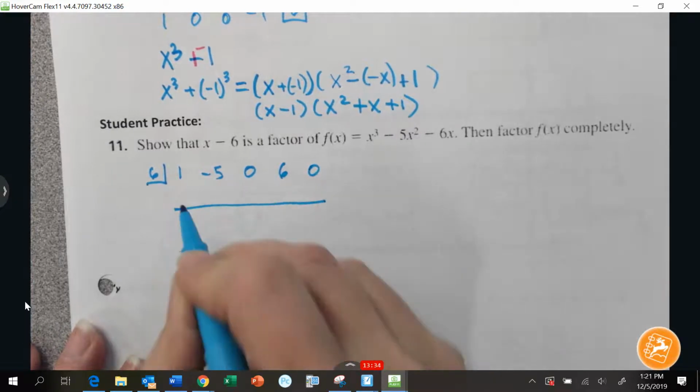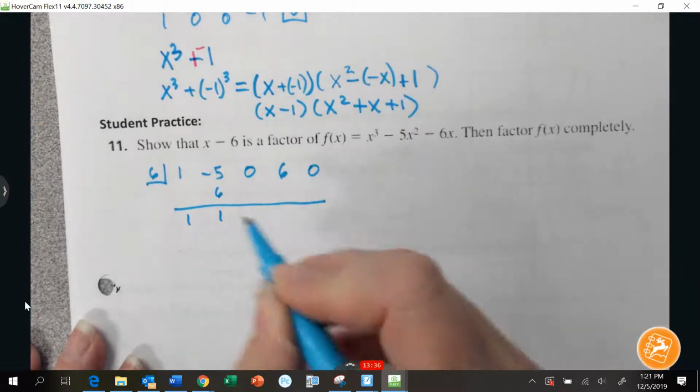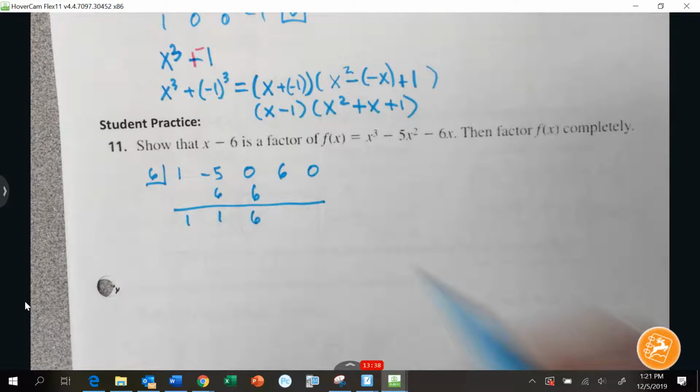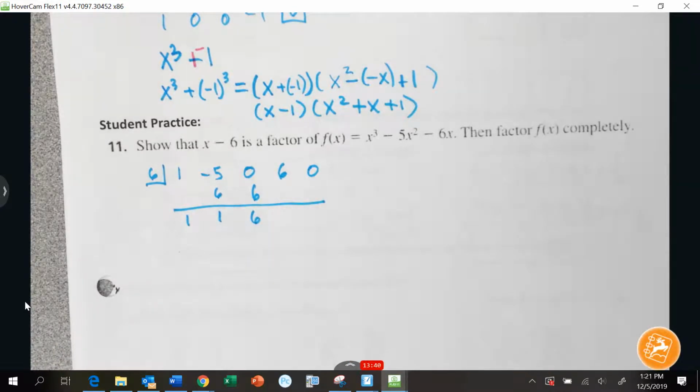Is that because the factor goes to the single digits, not the variables? I don't understand what you're asking. You have to have the plus 0 because you have to have every single place value for those x's, all the powers of x, all the way down to no x's to do synthetic division correctly. Okay. So that's why you need it.